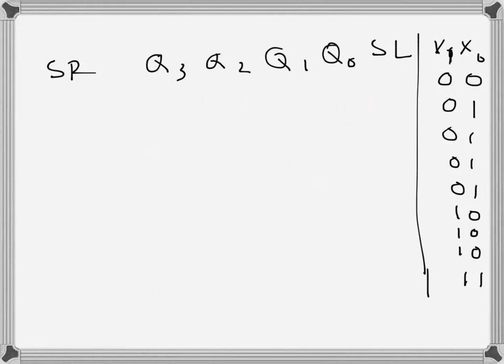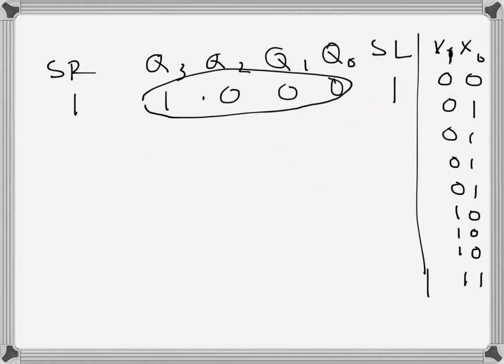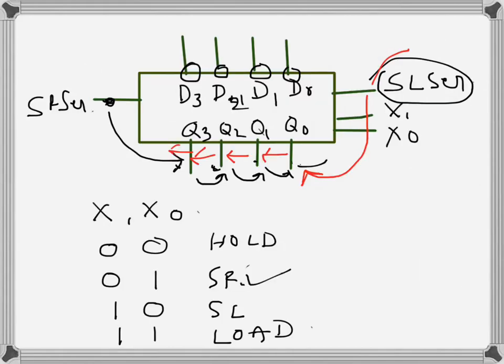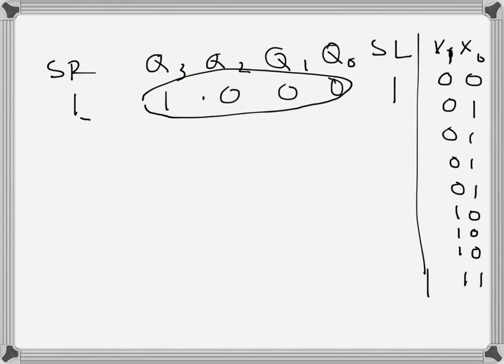So let's start with 1, 0, 0, 0, and let's say we have maybe 1 here and 1 here. So when 0, 0, it's staying like that, it's not changing. When 0, 1, it is shift right operation. So of course this one will come here, so this one will be 1, this one is coming here, this one will be 1, this one will be 0, this one will be 0, and this one will be lost.